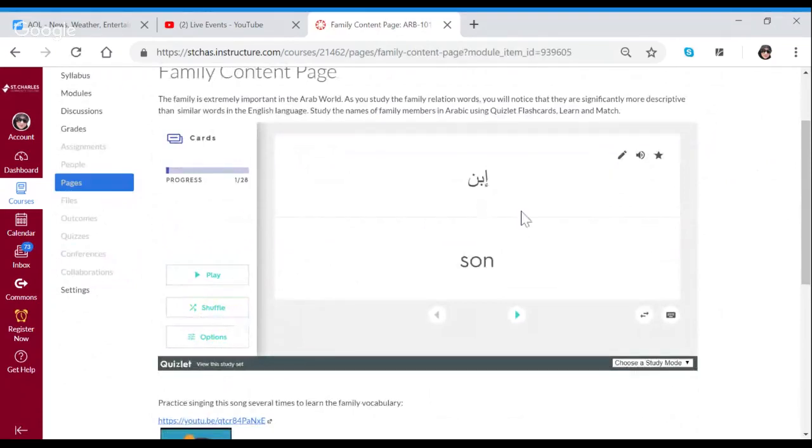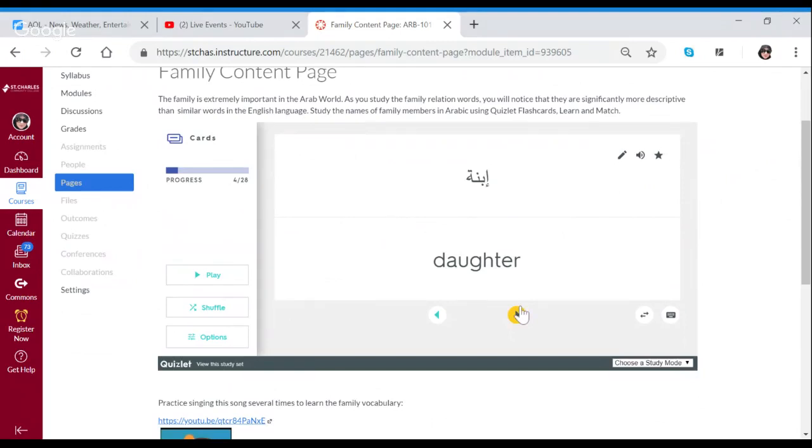Okay, so our first one is Ibn. Just say it after me. Ibn. Ibn means son. Om. Om means mother. Ab. Ab is father.